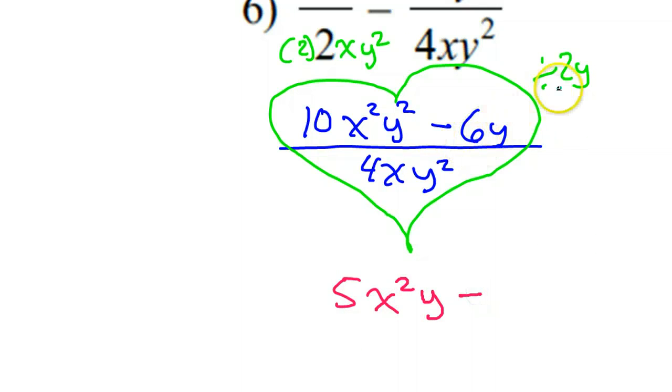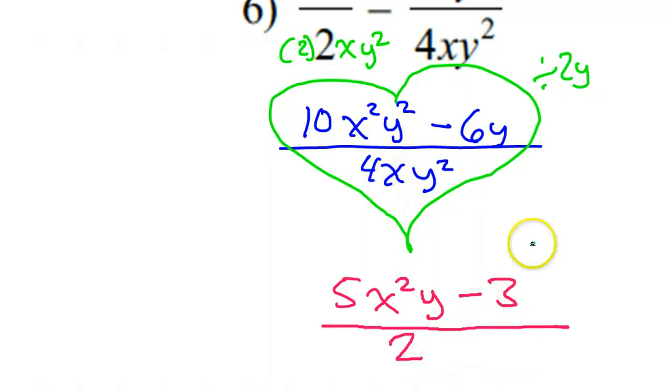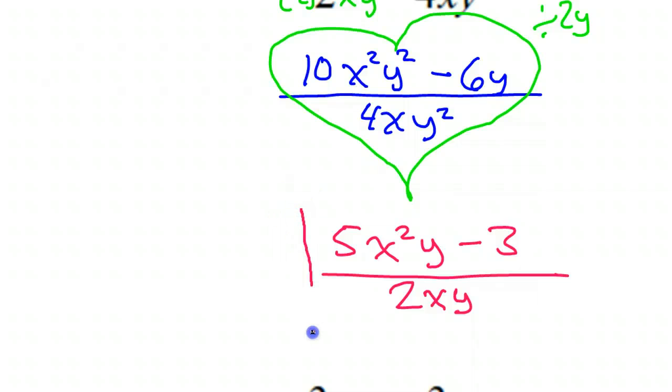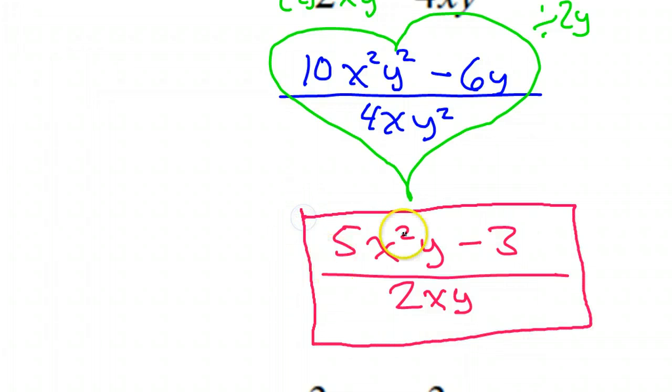Now here I'm doing 6 divided by 2 is 3, and then y divided by y, they cancel out. 4 divided by 2 is 2. Nothing's happening with the x's. There's no x's I'm dividing by. But one of the y's is being canceled out, so this will just leave one y. So this is the final answer. Right here.